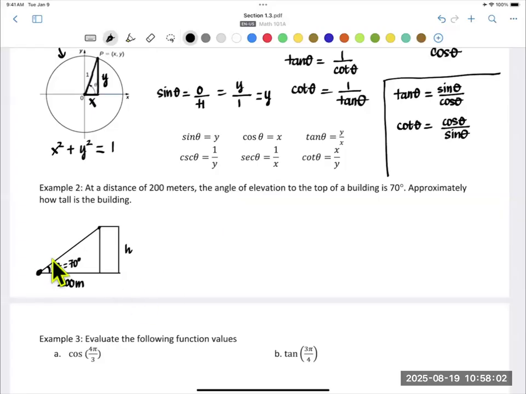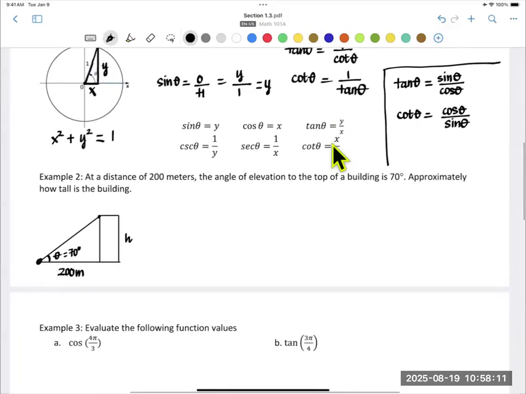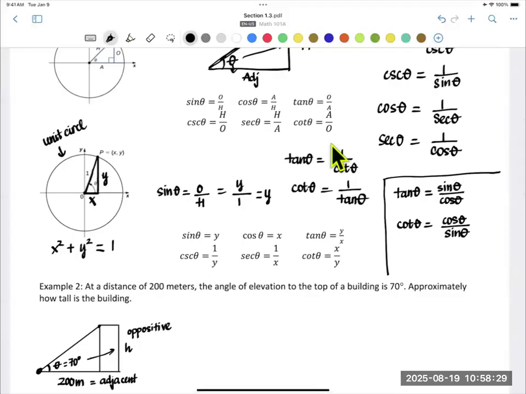Whenever you have an application that forms a right triangle, we're going to use trigonometry. If you notice, the angle is 70, x is the opposite side of the angle, and the 200 meters is the adjacent. So among the 6 trigonometric functions, which one involves opposite and adjacent? It looks like tangent is the one that involves opposite and adjacent, right? So we're going to use the tangent function to solve this problem.